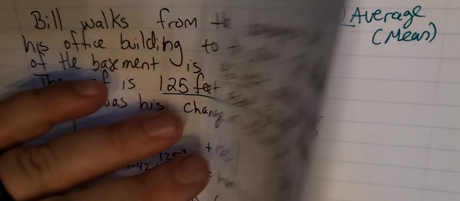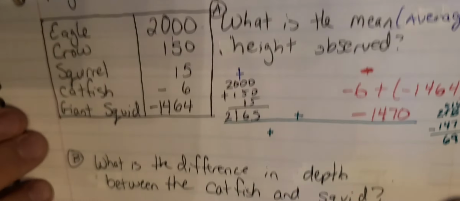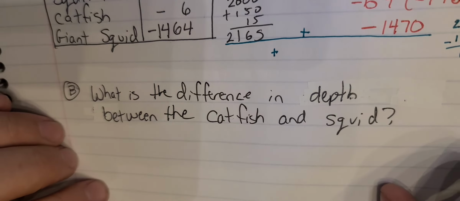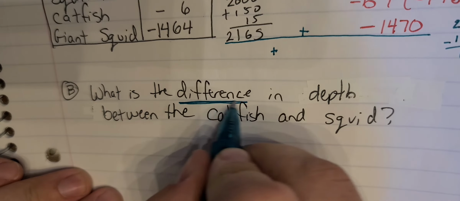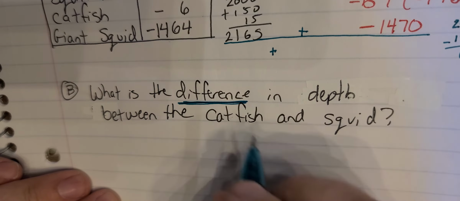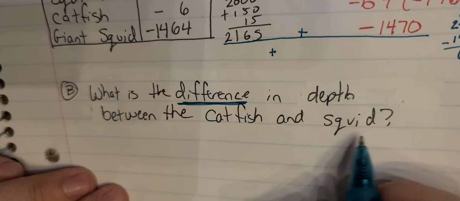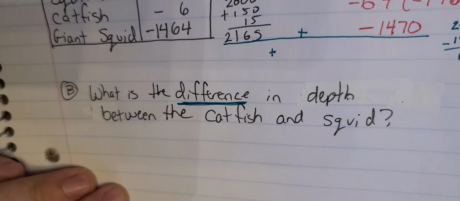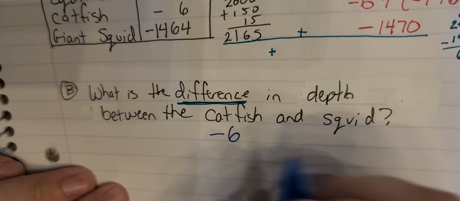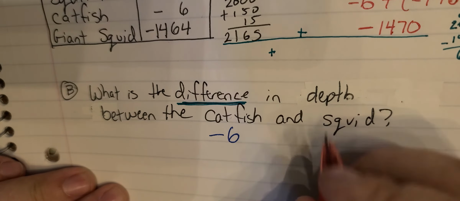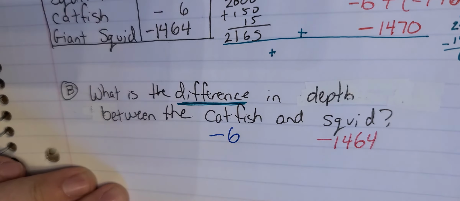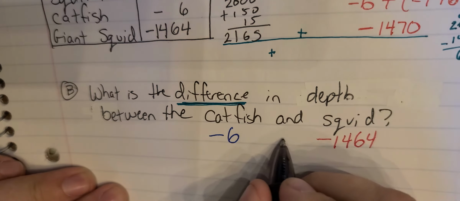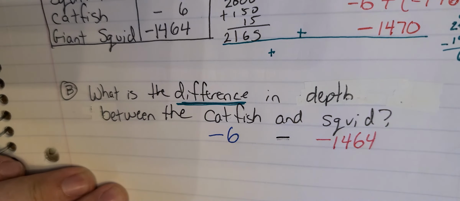The last question. What is the difference between the depth of the catfish and squid? Difference tells me to subtract. So I'm going to do this right under the question. The catfish we said was at negative 6. The squid was at negative 1,464. But it says the difference, so I need to subtract.